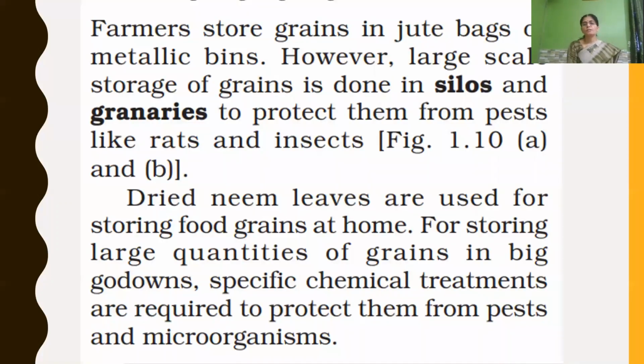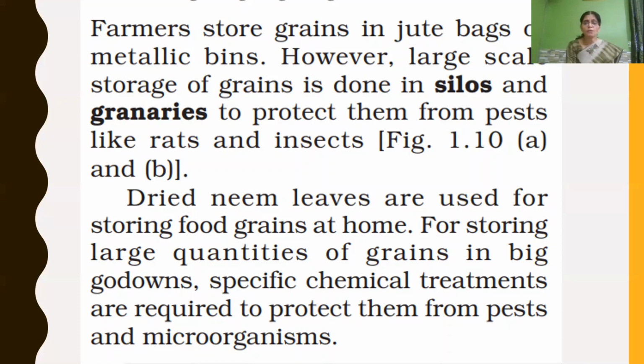And next, after the grains are winnowed, the next step is storing. Farmers store grains in jute bags or in metallic bins. But large scale production of grains is stored in silos. A silo is nothing but a long metallic bin, or in granaries. A granary, as we have seen, is a place or a room or godown where grains are stored in gunny bags so that grains can be protected from pests like rats, insects, etc.